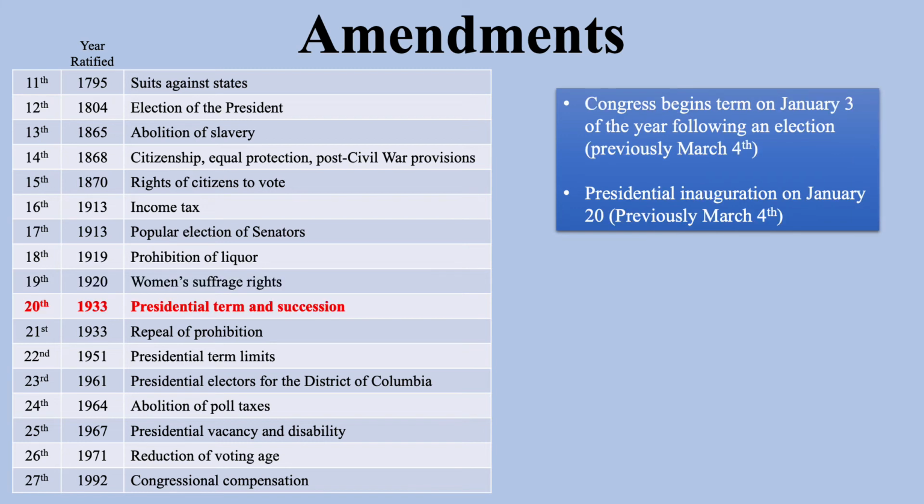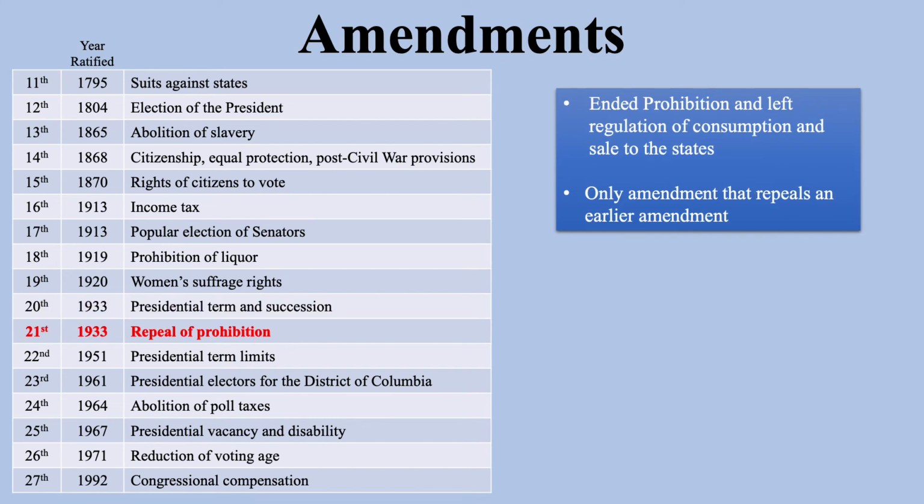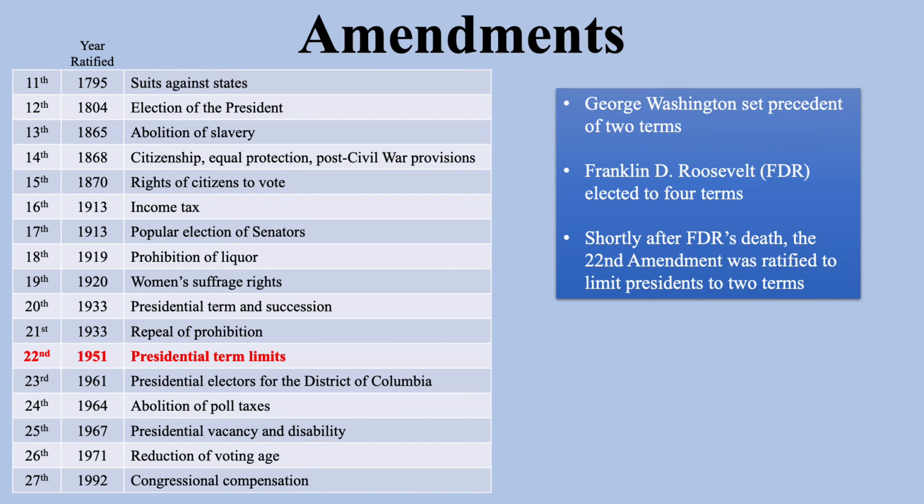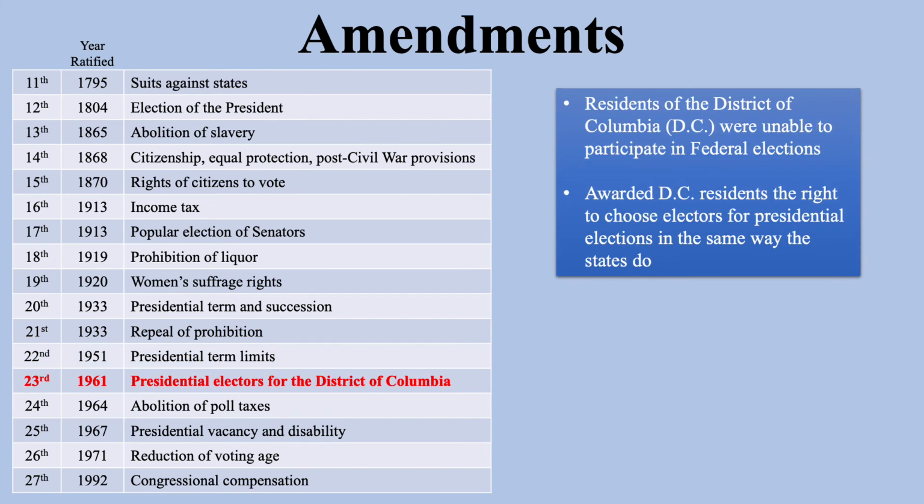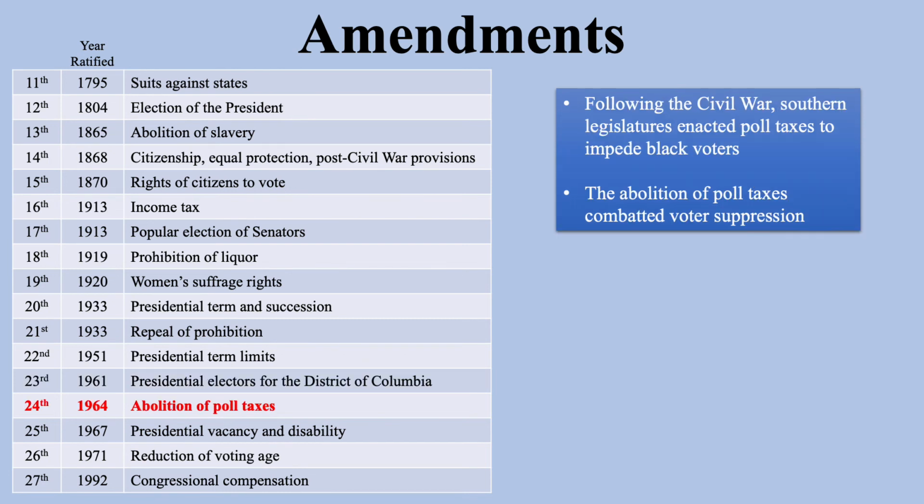The 20th Amendment provided for congressional terms to begin on January 3rd and presidential inaugurations to be on January 20th. The 21st Amendment repealed prohibition of liquor that was provided for in the 18th Amendment. The 22nd Amendment limited presidents to 2 total terms. The 23rd Amendment provided residents of the District of Columbia with the right to choose electors in the same way states do in federal elections.